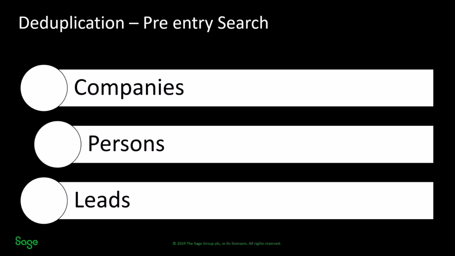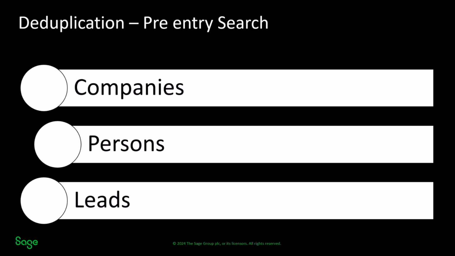Now, we saw in the previous lesson that Sage CRM has a built-in feature for preventing duplicate records, which we call deduplication. And we saw that it works as a warning system. So when you try and create a new record, and that's going to be a company, a person, or a lead, Sage CRM searches for existing entries that match the entered data according to a set of rules. These rules are called match rules. And if a potential duplicate is found, the user will see a warning message with details of the existing records.